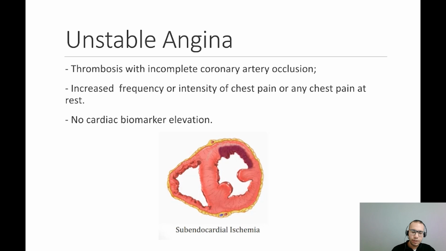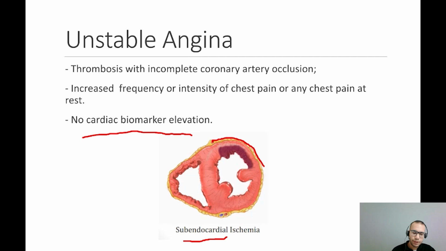In unstable angina, the thrombus leads to ischemia of the inner layer of the heart. It's called the subendocardial layer. And this layer is the most prone to ischemia because it's the inner layer and it's the furthest away from the coronary artery, which travels in the wall of the heart. Okay, and this is an ischemia, it's not an infarction, so we will not see elevated cardiac biomarkers, and in ECG it will show up as ST depression.